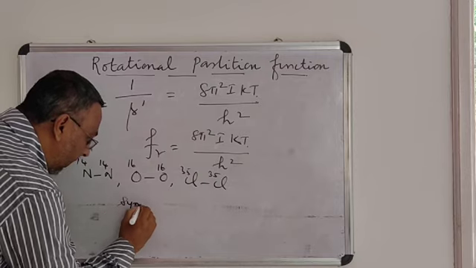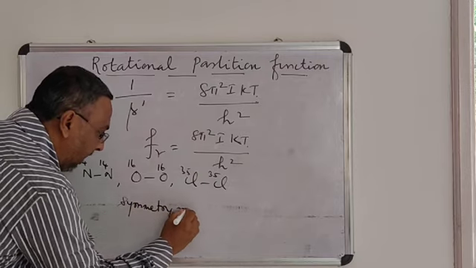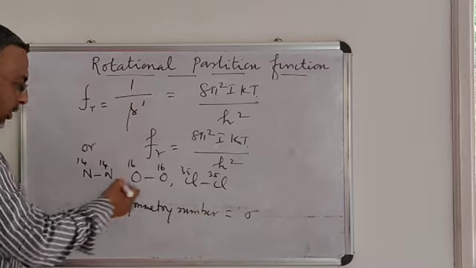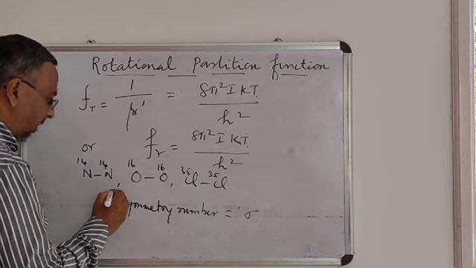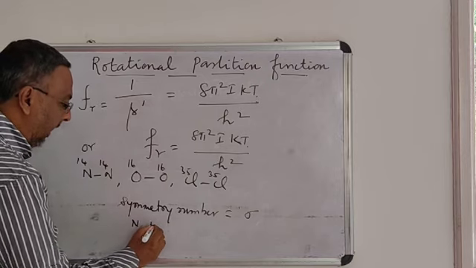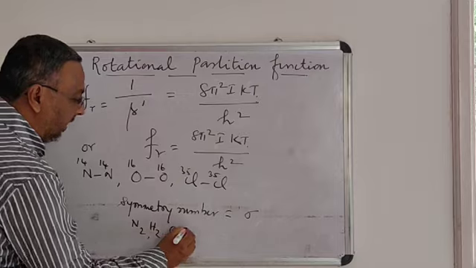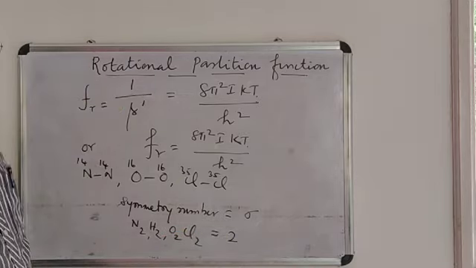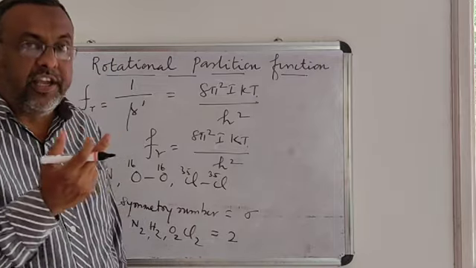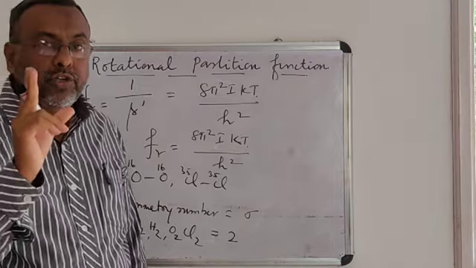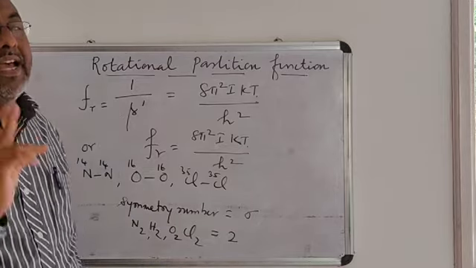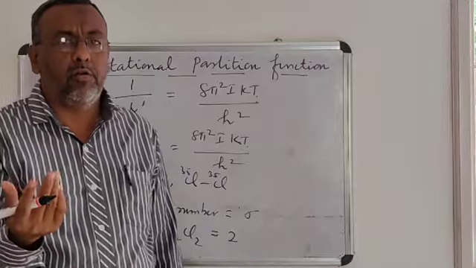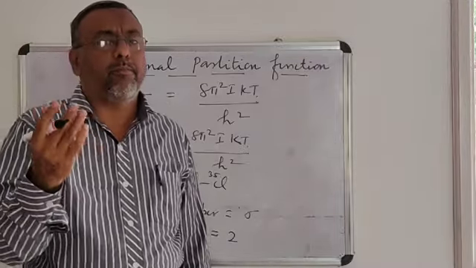Symmetry number is usually represented as sigma. For homonuclear diatomic molecules like nitrogen, hydrogen, oxygen, chlorine, the symmetry number is 2 because for one 360-degree rotation they give 2 indistinguishable images. This symmetry number is different for different molecules, depending on their symmetry and point groups.